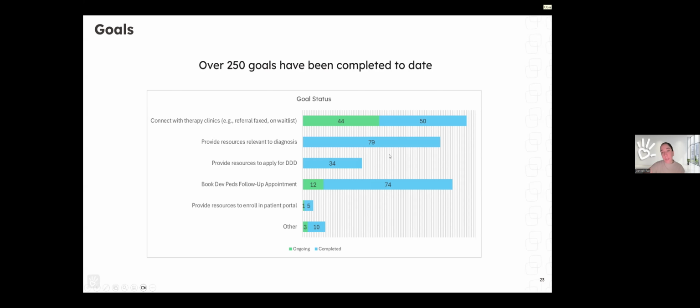Provide resources relevant to diagnosis, applying for DDD, that's huge for us. And just having a touch point for those resources is really impactful for families. We've had a lot of families that from the first appointment to the second appointment, anecdotally, I would say a lot more have reported that even just being in the process or having been approved for DDD has gone up significantly. Follow-up appointments being booked, resources for a patient portal, which is really important for communication, of course, and other goals as well.